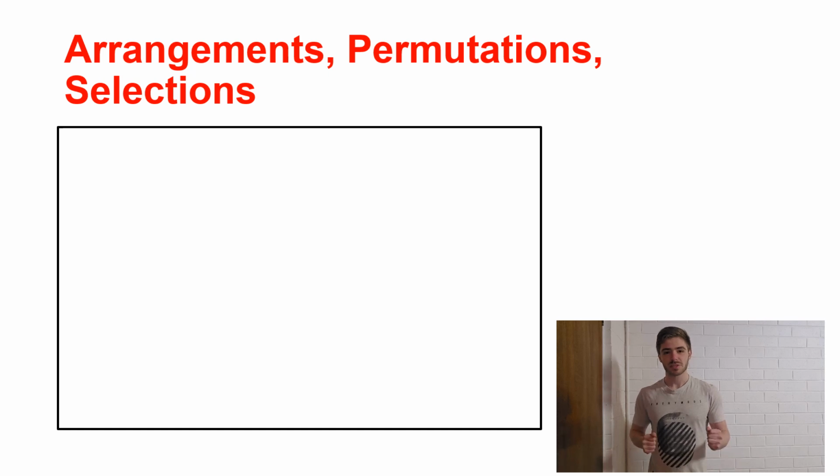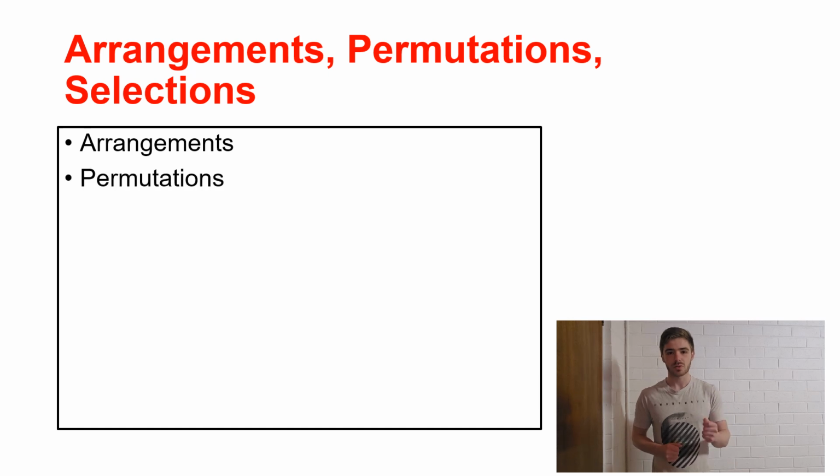In this video, we're going to explore how to find the total number of possible outcomes in a given scenario using either arrangements, permutations, or selections. This video will just focus on introducing the topics and what technique you use for what situation. The next video will demonstrate how to apply these concepts to exam-style questions.